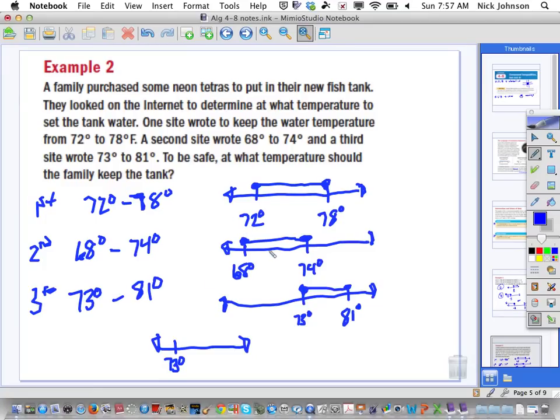And now you want to look for the lowest high value. What's my lowest high value? Well, my lowest high value is 74. So what we are going to want to set our tank at is 73 to 74, and what that is going to do for us, it's going to keep us at ease because all these temperatures that we got from each site, this is their intersection. It's a temperature where they all say that these tetras are fine, where they are going to live. Okay. So, moving on.